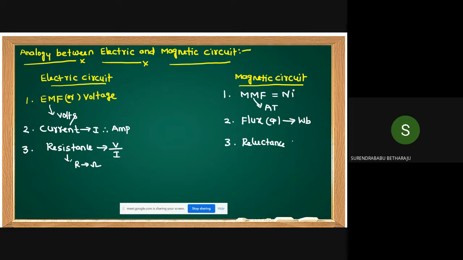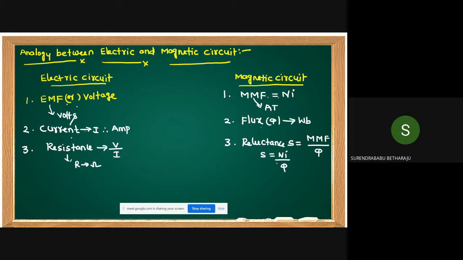For reluctance we can use any symbol; here I am using the symbol S. The reluctance is just like voltage by current, which here means MMF by flux. Voltage by current is the resistance. Voltage is equivalent to MMF, and current is equivalent to flux. So the reluctance is equal to MMF by flux, that is Ni by phi.